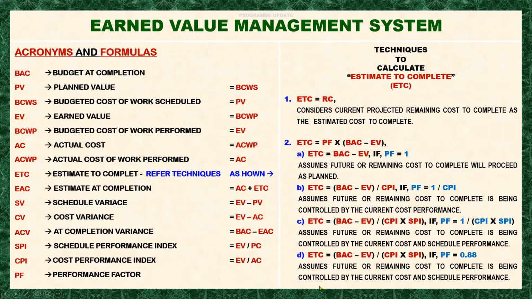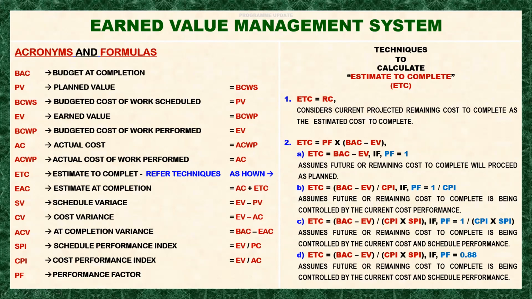D, ETC is equal to BAC less EV, if PF is equal to 0.88. Actually, it is your choice how much you have to put in here. But actually the formula here is missing the PF. We should have put the PF here, so just do it yourself. It is a simple thing to do by yourself.